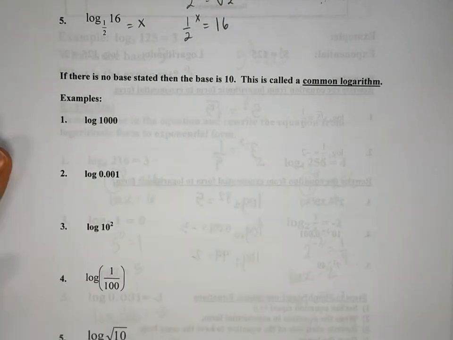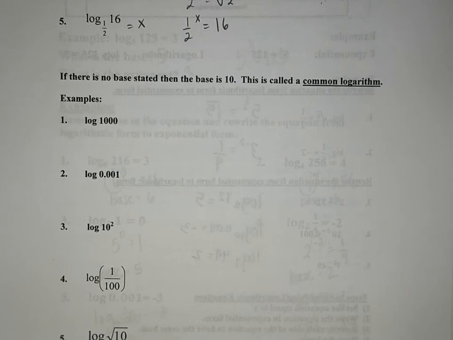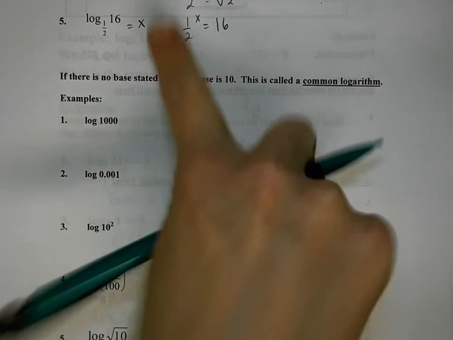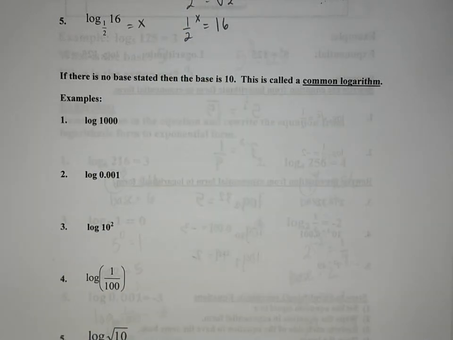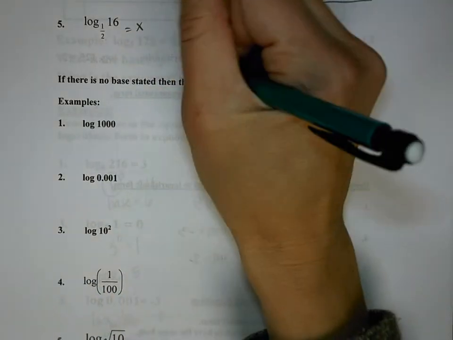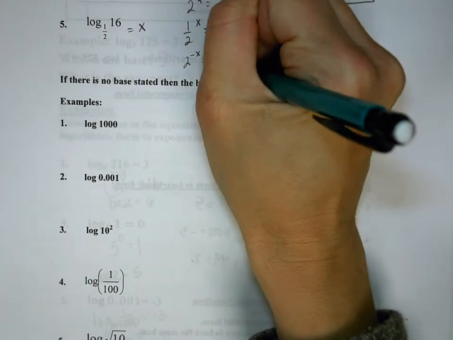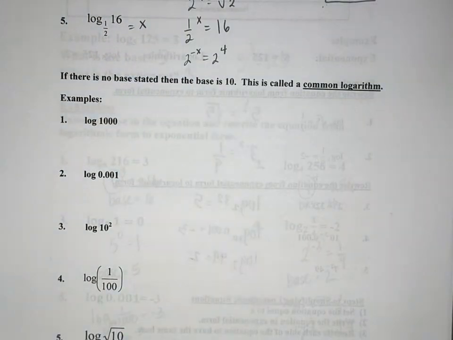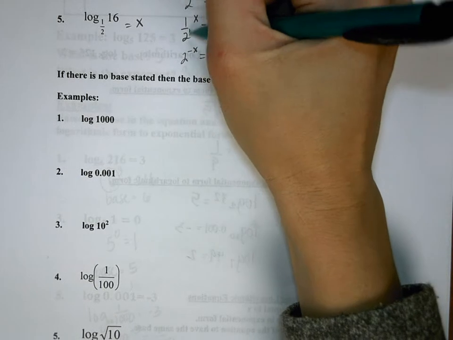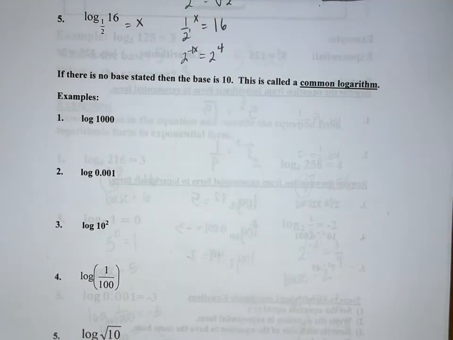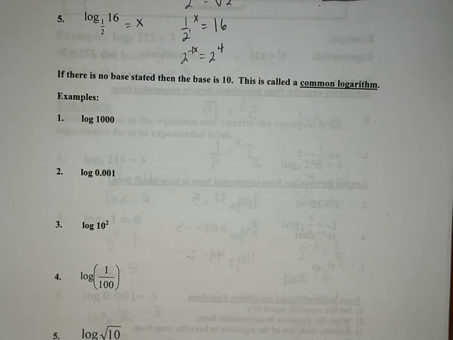Josh, what do you think the base is that I'm going to use? 2. So how do I change 1/2? You use a negative. Good. So how will I write that? 2 to the negative x power equals 2 to the 4th. Perfect. Do we all agree with that? Because this is really 2 to the first. When we bring it up, it's 2 to the negative 1 or 2 to the negative 1x. And then 16 is 2 to the 4th.